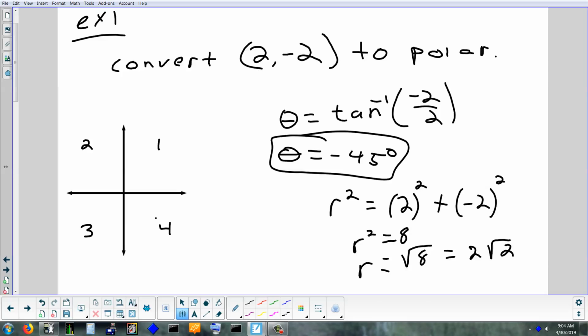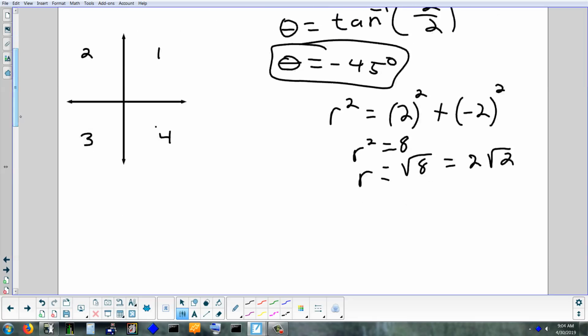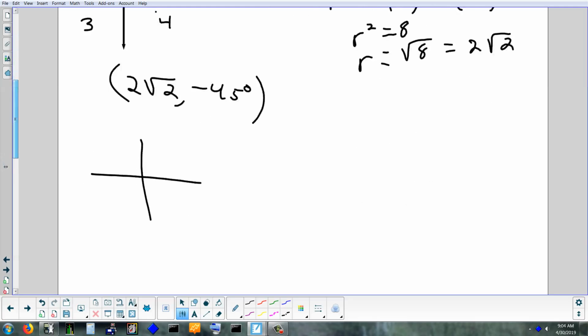Okay, so we'll write our answer. The answer is r, comma, theta. Now, the way I did the answer, I did a positive radius, I did a negative angle. How many ways are there to write an answer in polar? 4. Okay, there are 4 different ways. Just roughly eyeballing it, I'm not doing the radius exact, I will do the angle. Negative 45 is about right here.